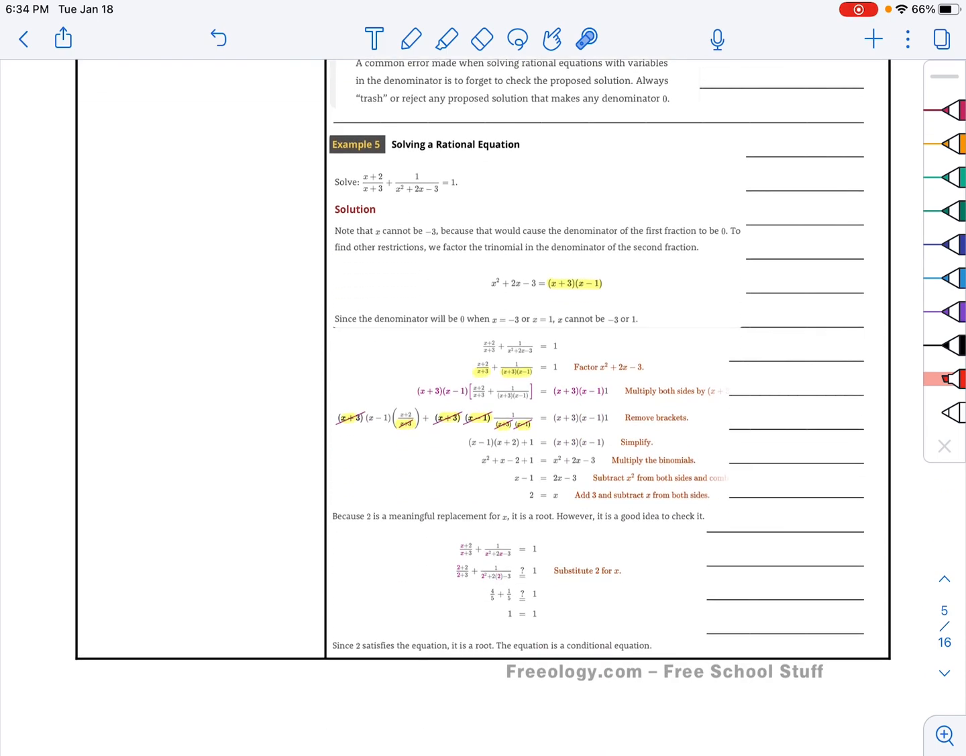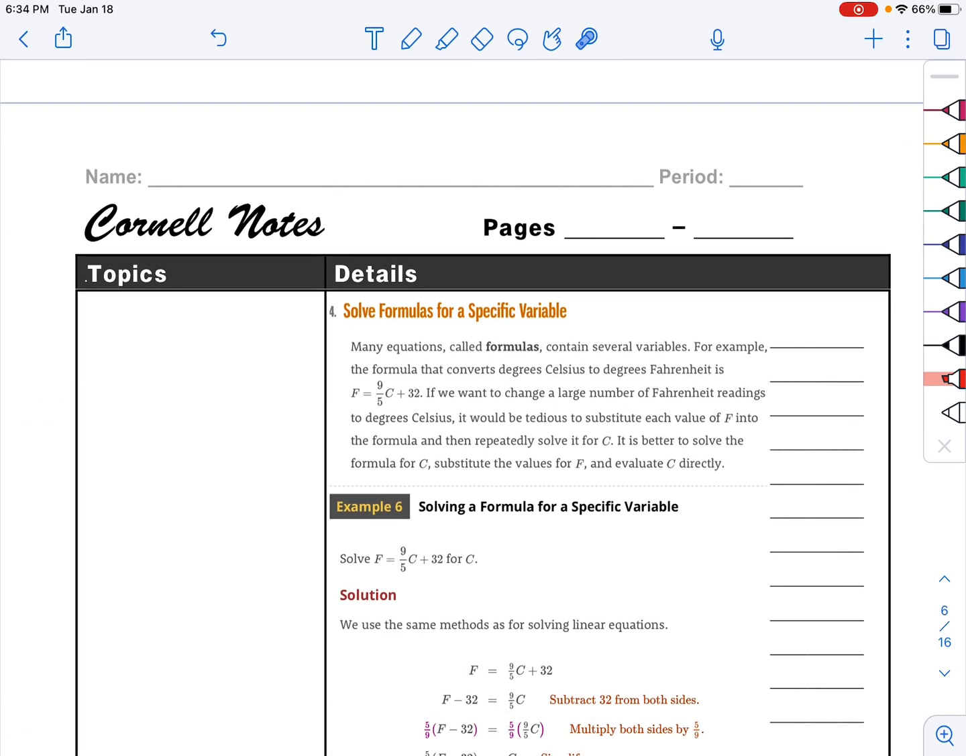Here's one way you can solve a rational equation. Again, this is another unit, but just to give you a preview, factor everything you possibly can first and then get common denominators throughout the whole thing. And you always double check to make sure your solution is possible and not an extraneous solution.